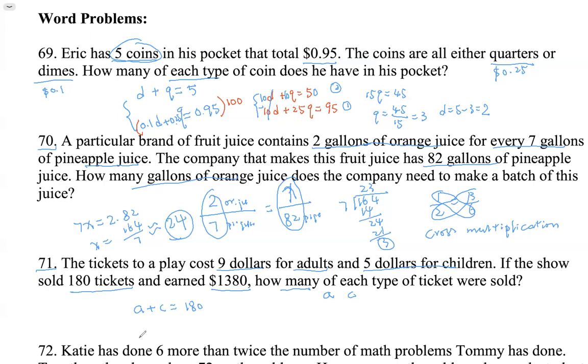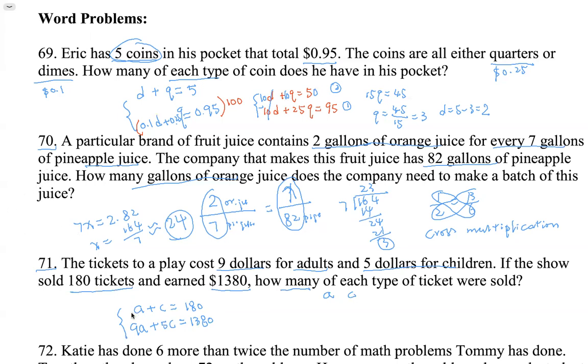Now for the money amount, each adult costs $9. So the money from adults is 9A. And 5 for each child. So 5 times C many children, that's the money from children. And together, that's $1,380. We have a system of equations. So we need to solve this.